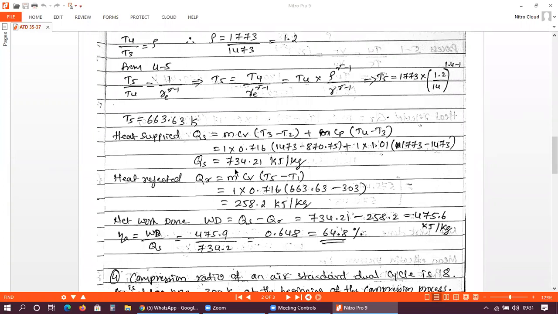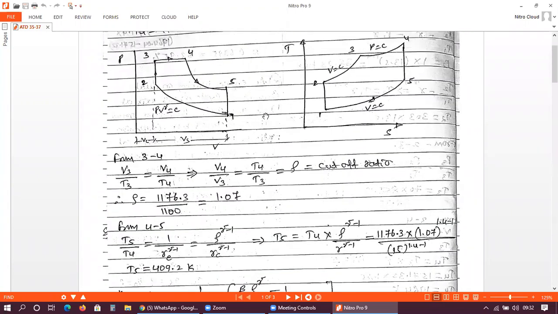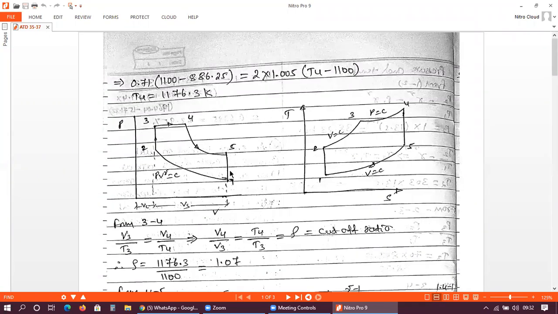Okay, so this is how we need to calculate heat supplied. Similarly, heat rejected is given by mCv into (T5 minus T1). Where is the heat rejected in this dual combustion cycle? If you go through the PV diagram, you can see that during the process 5 to 1, heat is being rejected at constant volume. V1 is equal to V5, and at the same time heat is being expelled out of the engine.